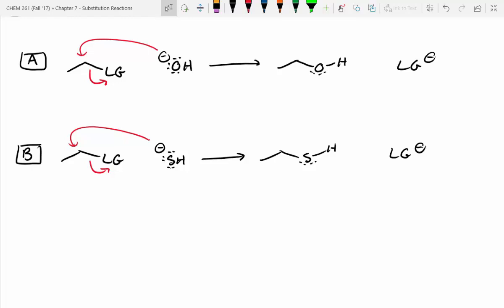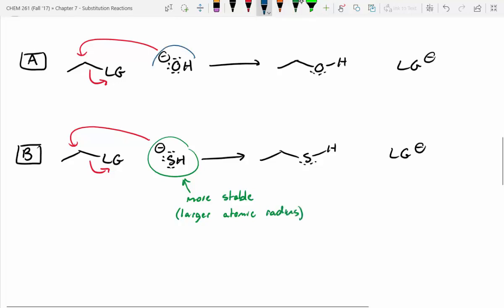So let's think about stability, right? Which is more stable, OH with the negative charge or SH with the negative charge? SH, right? Okay, so let's circle this and say more stable. Why is it more stable again? Yeah, larger atomic radius. Conversely, that means that this up here is going to be less stable because it's got the smaller atomic radius, right?